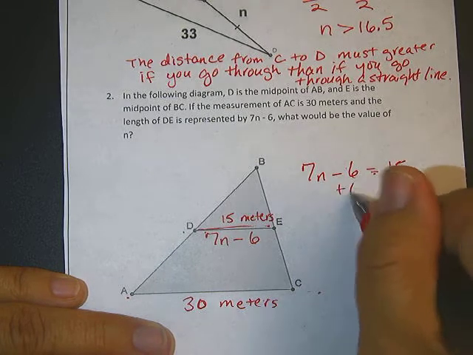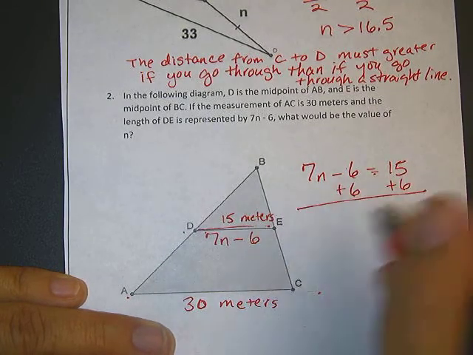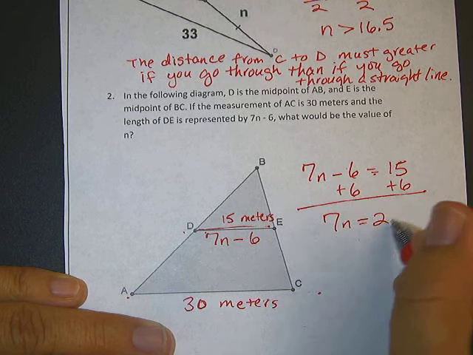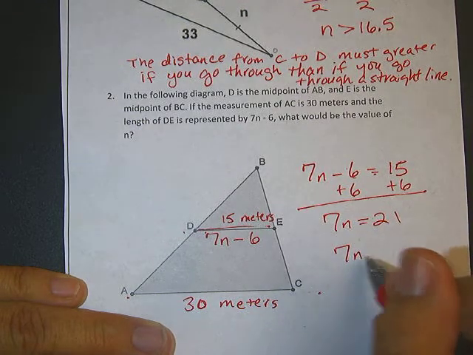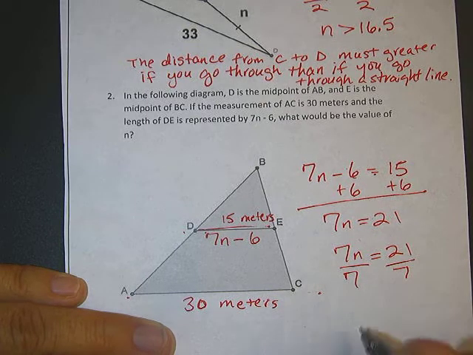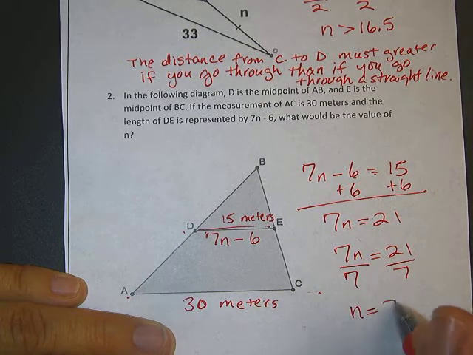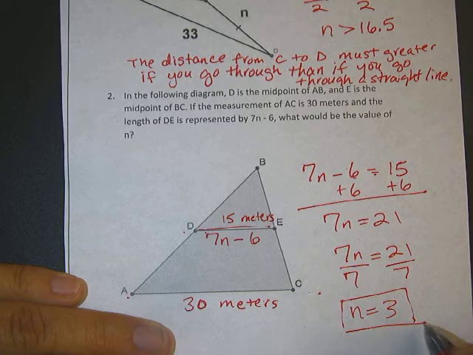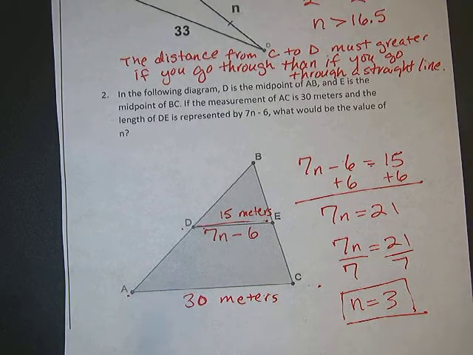Let's solve it by adding 6 to both sides. And then I can divide both sides by 7, because I only want one n. I don't need 7 of them. So n is 3. Please glue this in your journal after you get the work copied down.